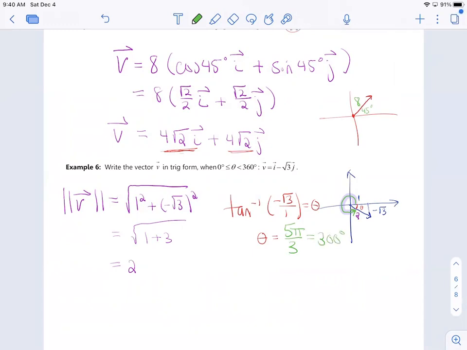So make sure you're paying attention, because these could change on you. It could want it in radians, it could want it in a decimal if it was on the unit circle. So just pay attention to instructions. So this in trig form is 2 parentheses cosine 300 degrees I plus sine of 300 degrees J.